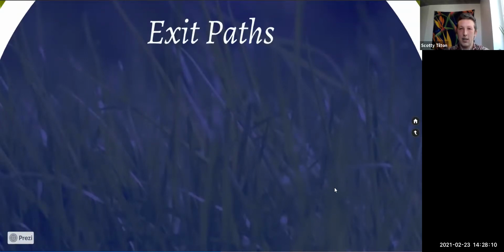One more thing I'd like to talk about is this thing called an exit path. So we just introduced stratified spaces. We talked about links and blowups. Now let's talk about one more thing, which is an exit path.